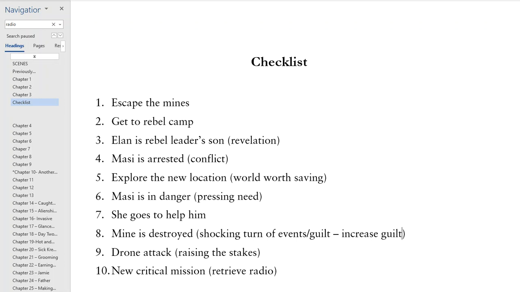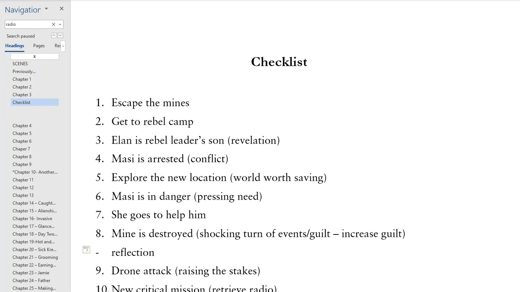And then when the mine gets destroyed, even though it's not really her fault, well, I mean, she did find and take the artifact that they were looking for. So anyway, it kind of is her fault. So it's a big shocking turn of events because it's a big deal. It's unexpected. A lot of people got hurt. It raises the stakes. And it also makes her feel more personally responsible.